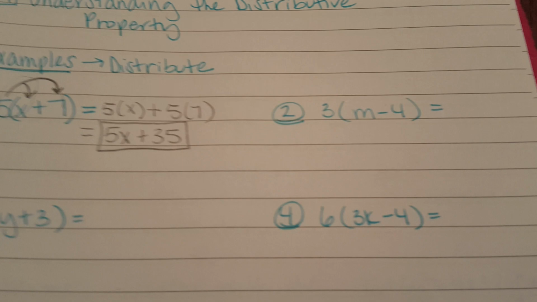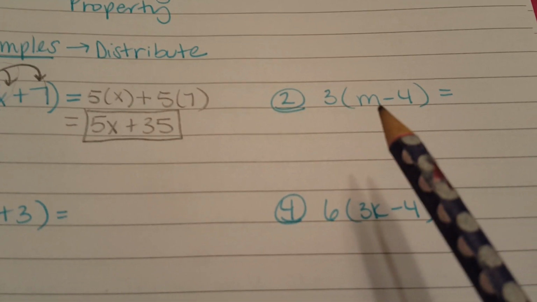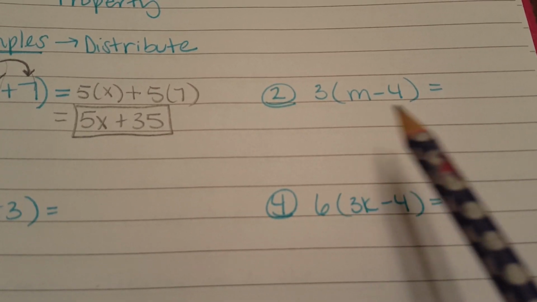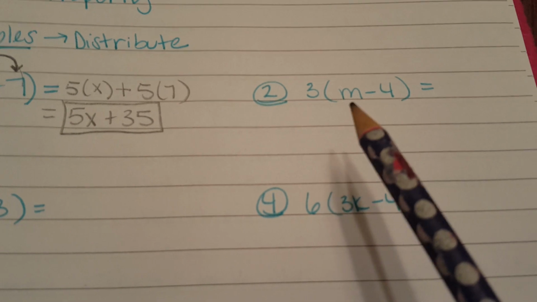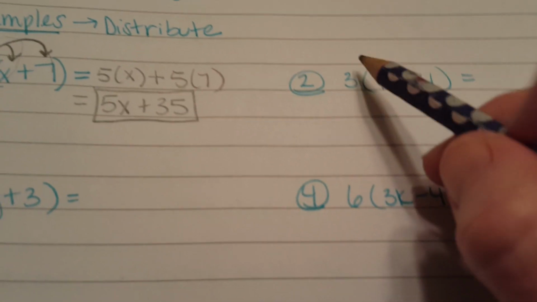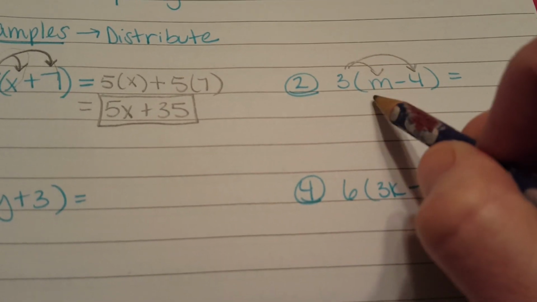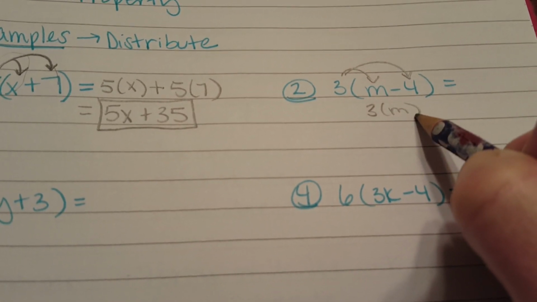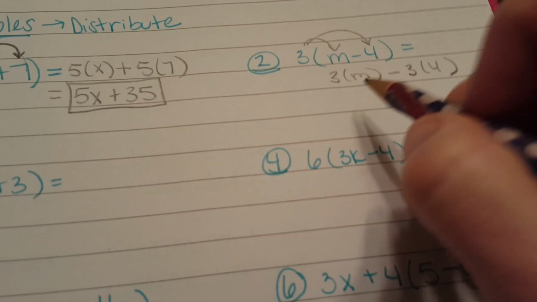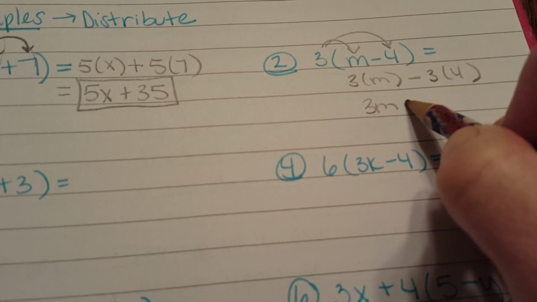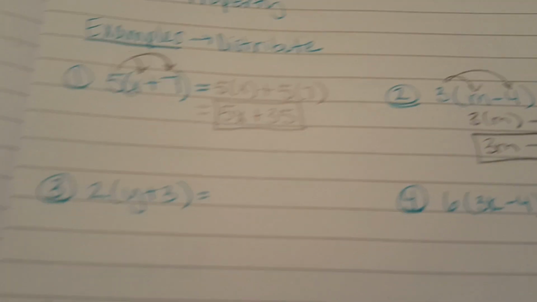So let's try one that's very similar to the one we just did. We have a 3 on the outside of the parentheses. And I know you might be thinking, well, I should do m minus 4 first, but I actually can't combine those because one has a variable and one is a number. So all I can do here is distribute, which means multiply. So if I rewrite this, that's the same as 3 times m minus 3 times 4. Well, 3 times m is just 3m minus 12.